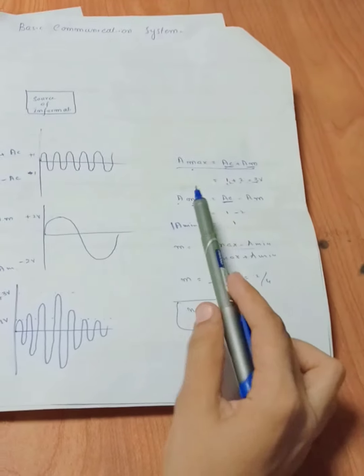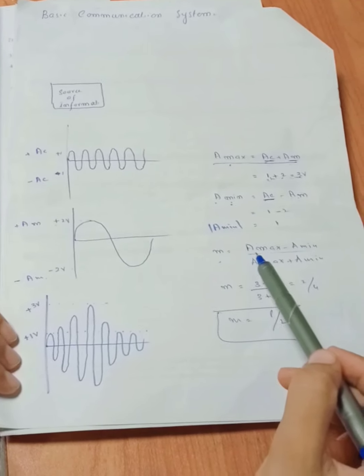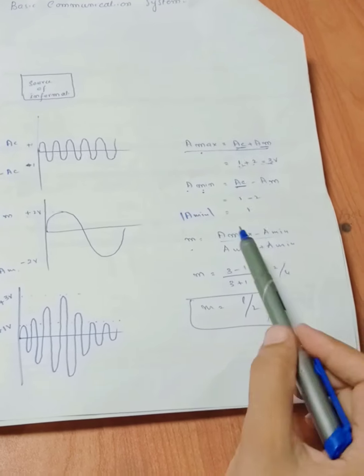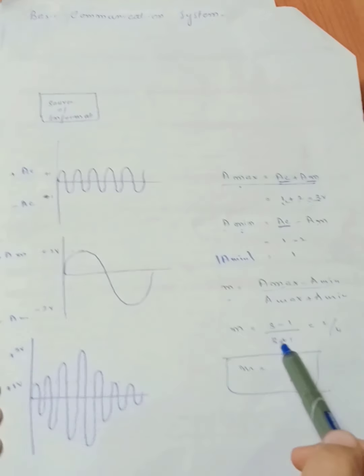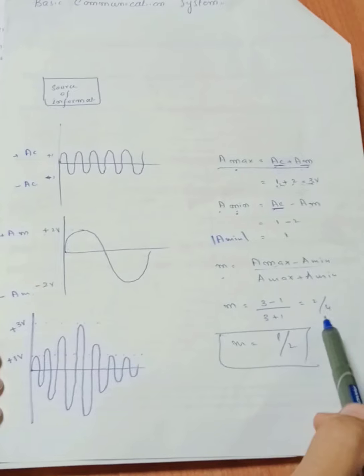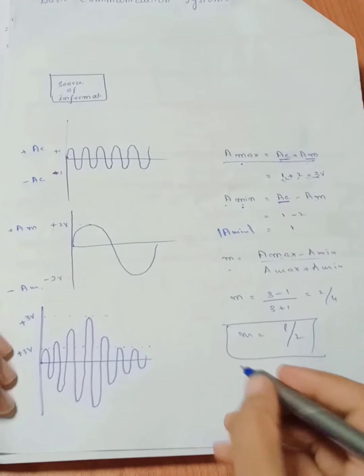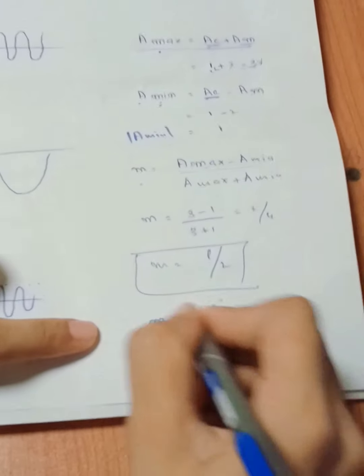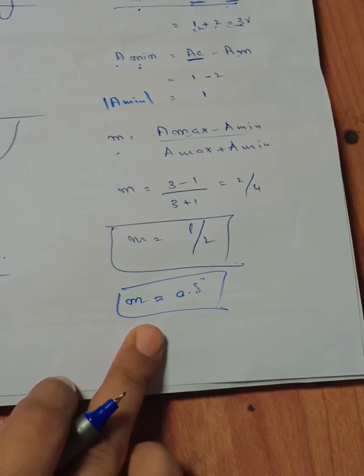So in terms of maximum and minimum, the formula of modulation index is A maximum minus A minimum upon A maximum plus A minimum. We have the maximum value 3 volt and minimum value 1 volt. So 3 minus 1 and 3 plus 1, 2 by 4. That will be equal to m equal to 1 by 2. So we get the modulation index of 0.5. So this is actually an under modulation example.